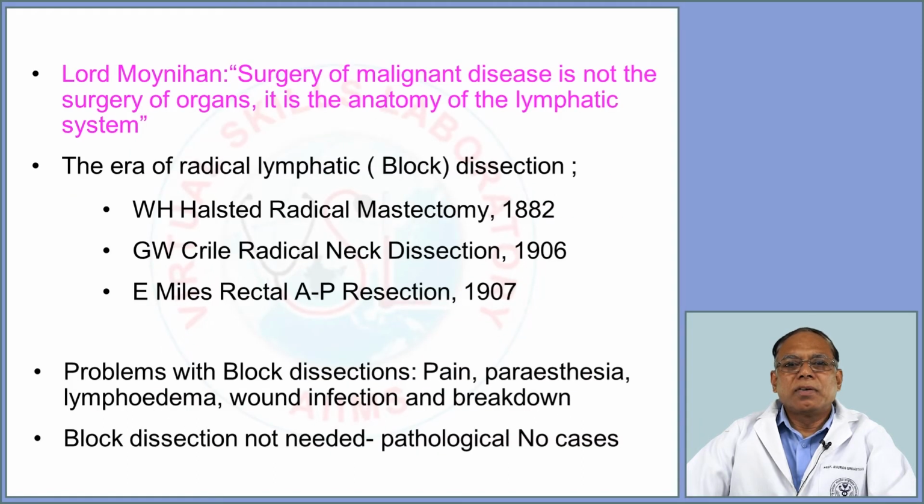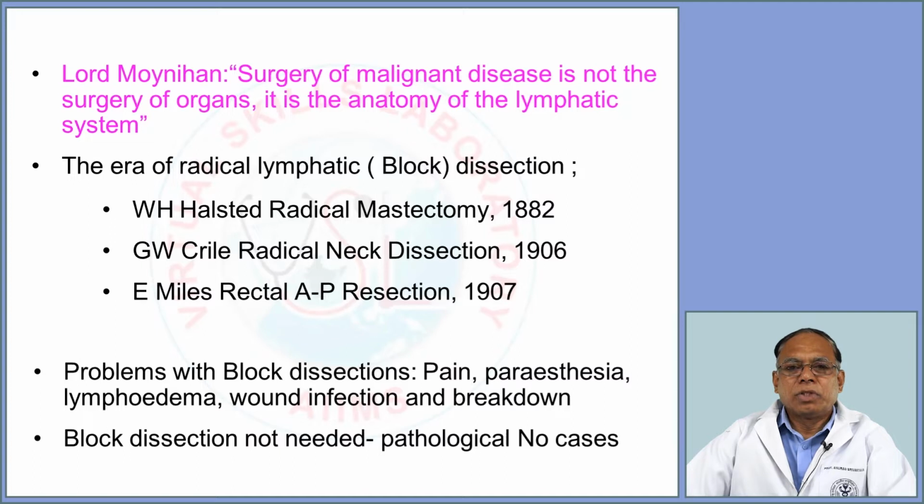Lord Monaghan, a famous surgeon in Britain, stated that surgery of the malignant disease is not the surgery of the organs, it is actually the anatomy of the lymphatic system. And with this, ushered in an era of radical lymph node dissection, also called block dissection. We hear of William Stewart Halsted performing the first radical Halsted mastectomy, where he removed the entire axillary nodal basin, started way back in 1882.